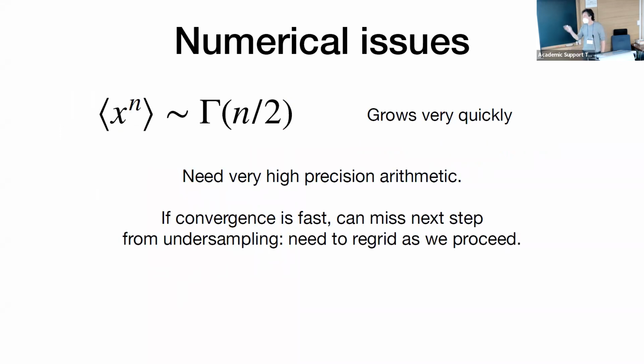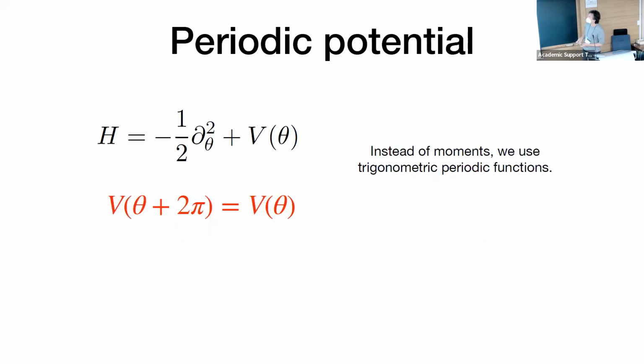Okay. Now, numerical issues, you need to do very high precision arithmetic because the moments grow like gamma functions. So it grows very quickly. And that means that if you use double precision arithmetic, you get floating point errors very quickly sometimes. And the other thing is that if convergence is very fast, it can shrink so quickly that you miss it from one step to the next one because your grid wasn't sampling the right region. So once you find the region, you need to regrid the region and keep on zooming in smartly. So this is just part of the technique. You need to do this.